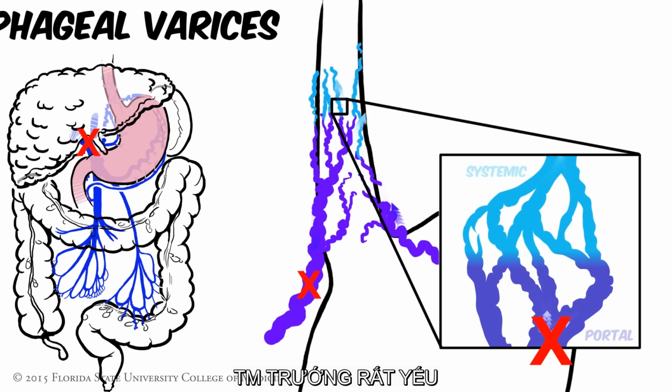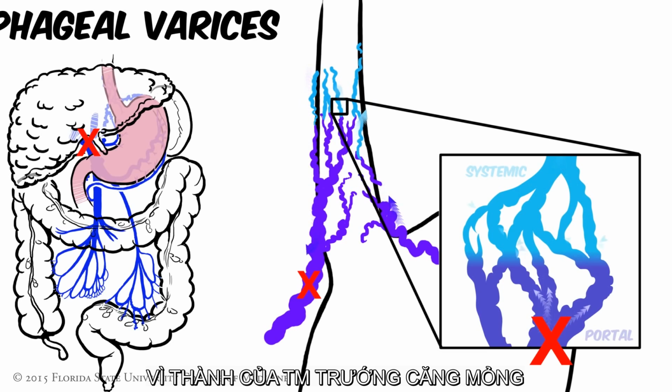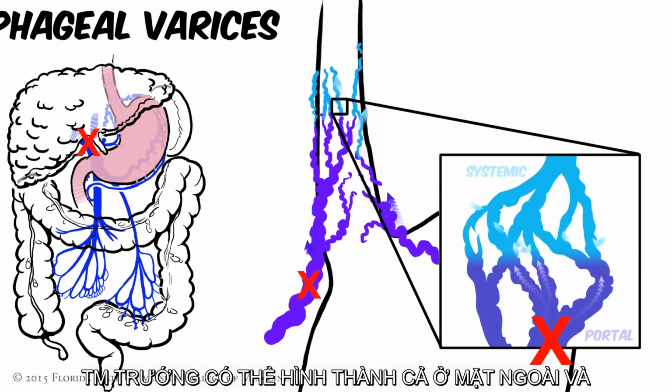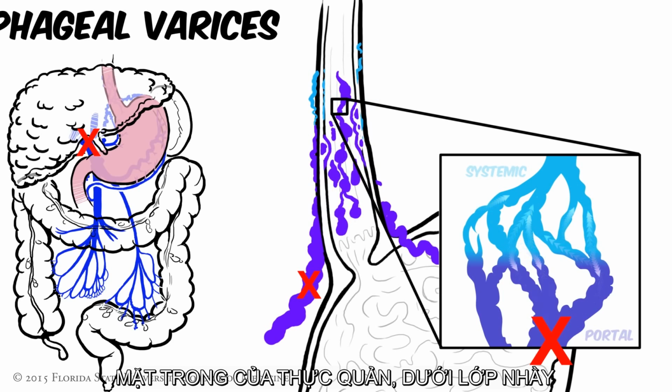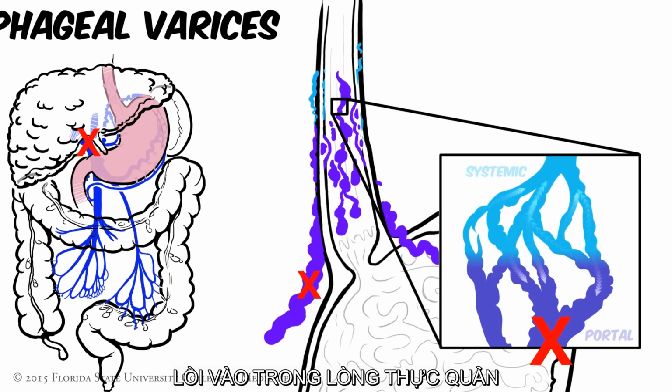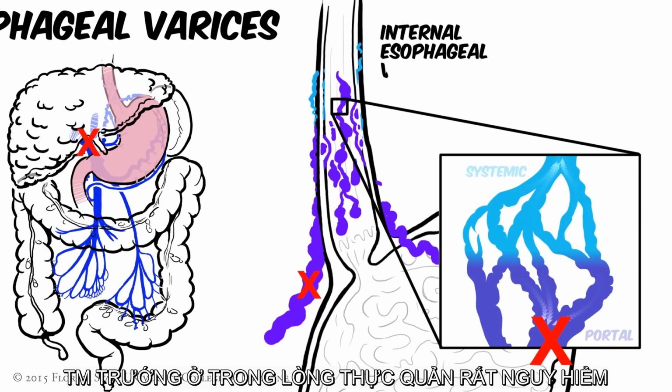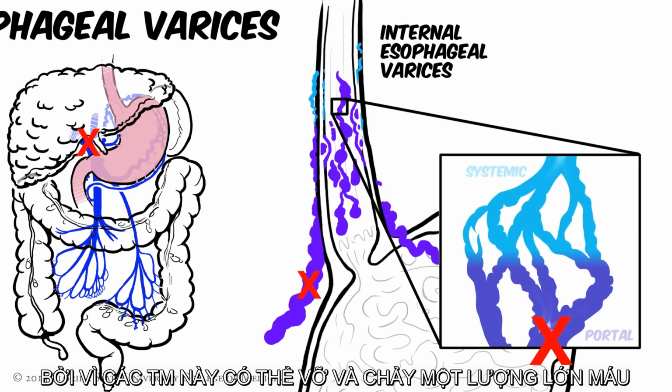Varices are weakened segments of vein due to the fact that their walls are stretched and thin. Varices can form both on the external surface of the esophagus and internally under the esophageal mucosa, where they protrude into the lumen of the esophagus. Internal esophageal varices are very dangerous, since these swollen vessels may eventually rupture and release a substantial amount of blood.